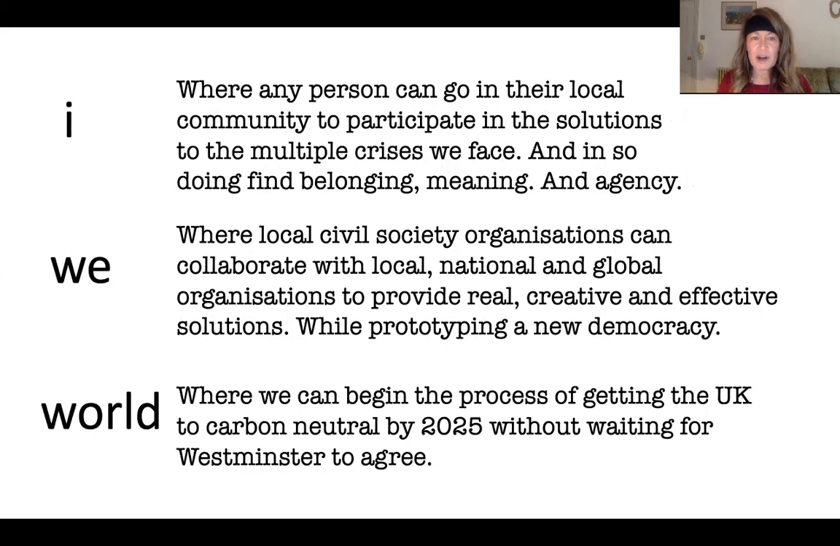So if I was to try and describe the Citizens Action Network, the CAN, how it looks once it's been created, it's a place where any person can go in their local community to participate in the solutions to the multiple crises that we face. And in so doing, find belonging, meaning, agency, maybe get many more of their emotional needs met. Secondly, it's a place where local civil society organizations can collaborate with local, national, and global organizations to provide real creative and effective solutions, all the while prototyping a new democracy. And most important for us, is where we can begin the process of getting the UK to carbon neutral by 2025 without waiting for Westminster to agree.